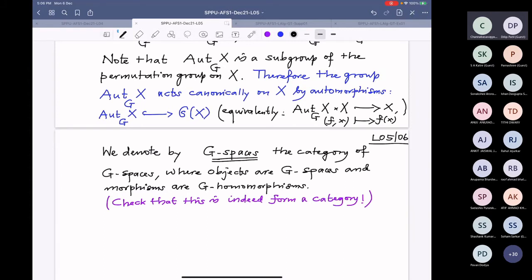We denote the G spaces like this, with a double underline. This is the category of G spaces, where the objects are G spaces and the morphisms are G homomorphisms. And we do have to do some checking to say that it forms a category. I don't know how many of you really know the formal definition of a category. May I ask anybody who knows the precise definition of a category? Yes, sir. Who is it? Can you please put on your video?